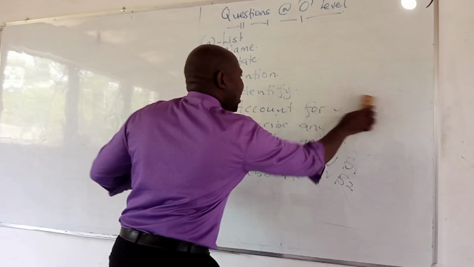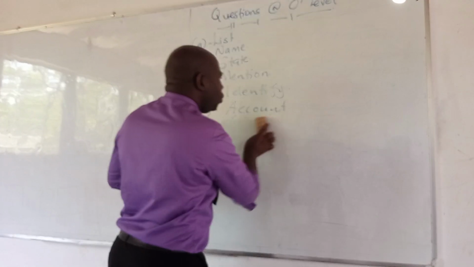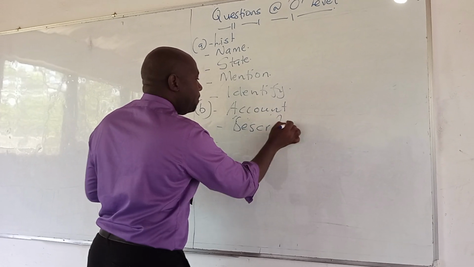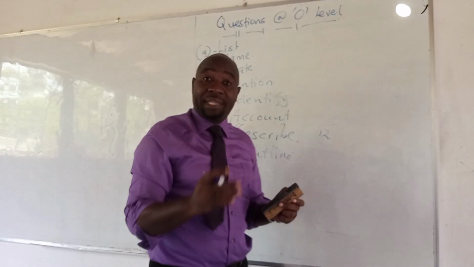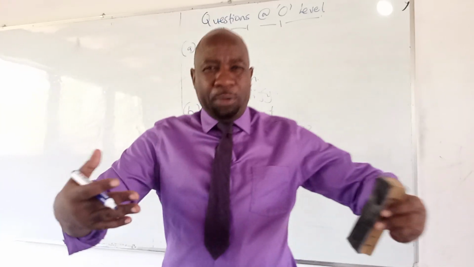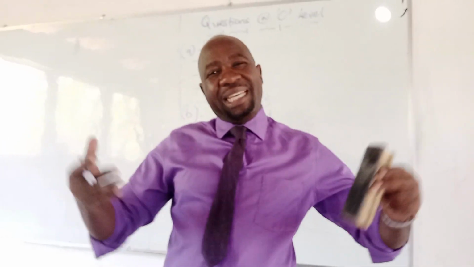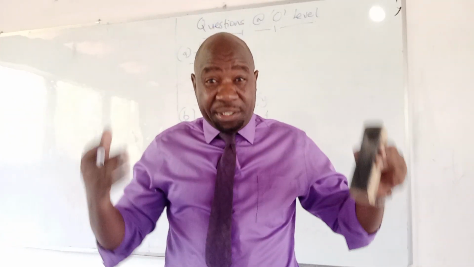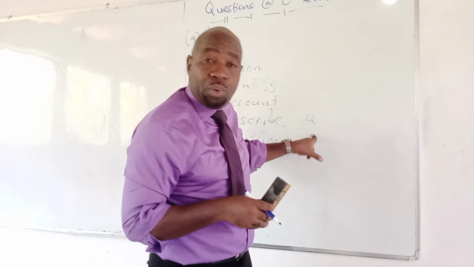Then part B can also come asking you to account, to describe, or to outline, and the marks will be 12. So what are you supposed to do? You are supposed to explain, describe, outline, and narrate your points in detail. But if you are doing that, make sure that you satisfy the demands of the question so that you can get 12 out of 12.